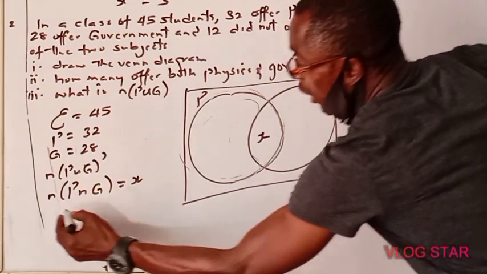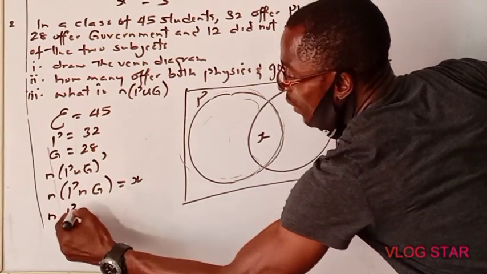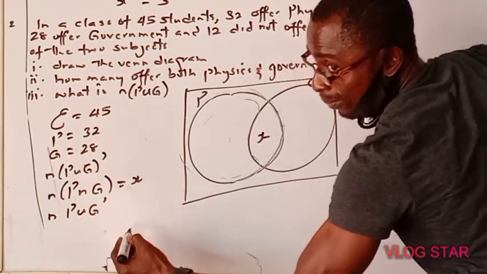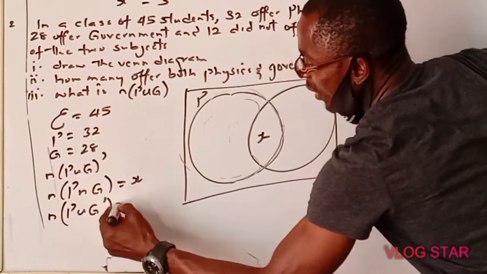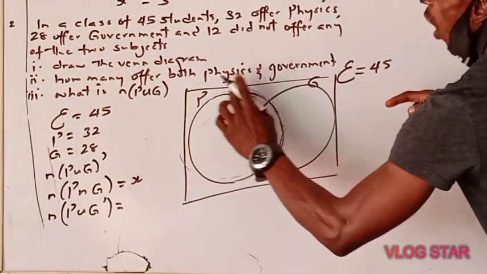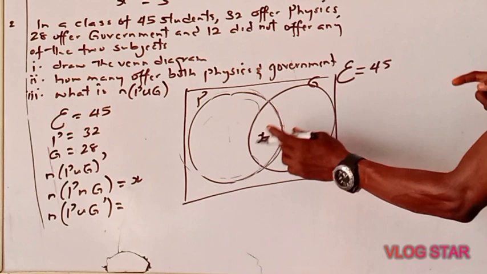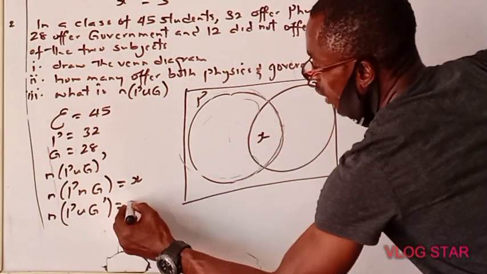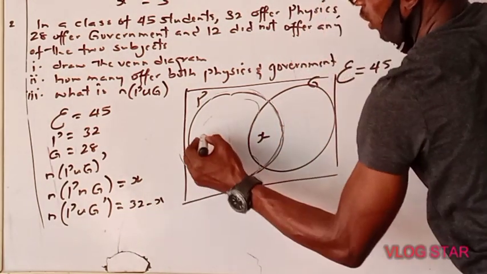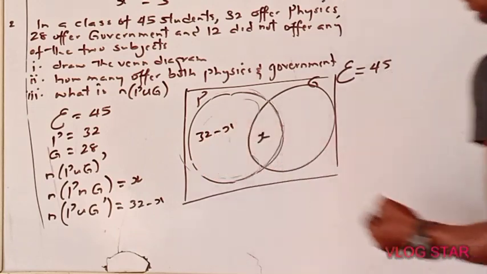So we now tell them that the number of P union G prime equals all this one, P, remove x: 32 minus x. So this is 32 minus x.